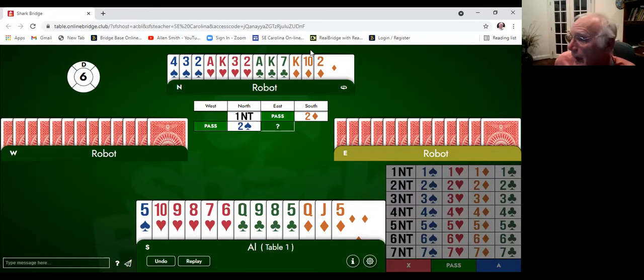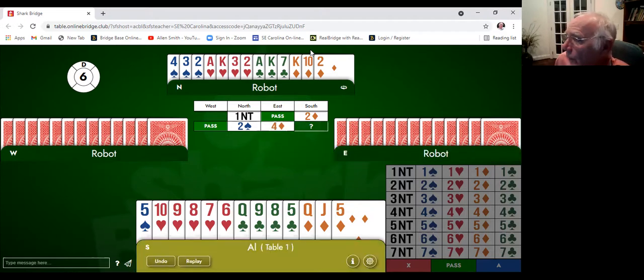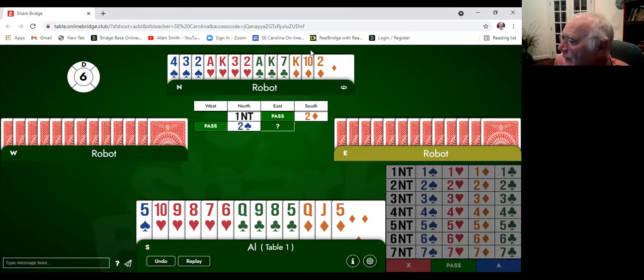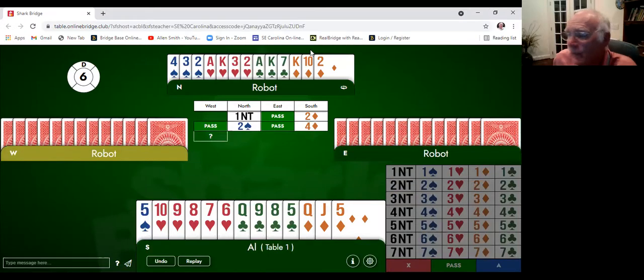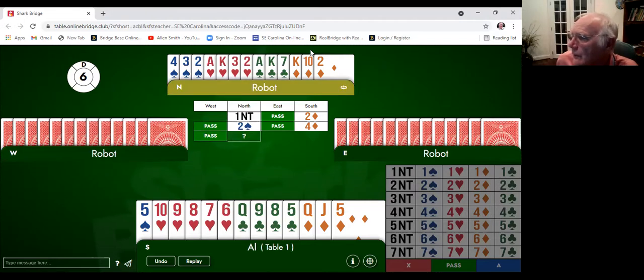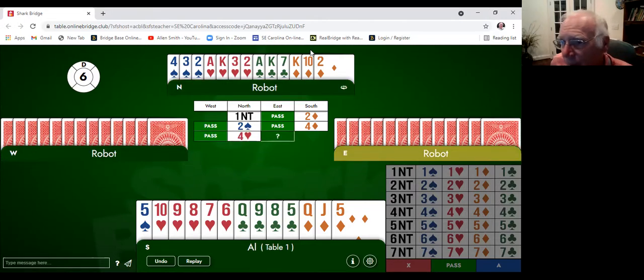All right, so now the responder wants to be in game and wants the contract to be 4 hearts and wants the opener to be the declarer. So what does he do? He bids 4 diamonds, which is a retransfer to hearts. So it goes past, comes back. Our partner bids 4 hearts, and now is the declarer because he's the bidder of the hearts.